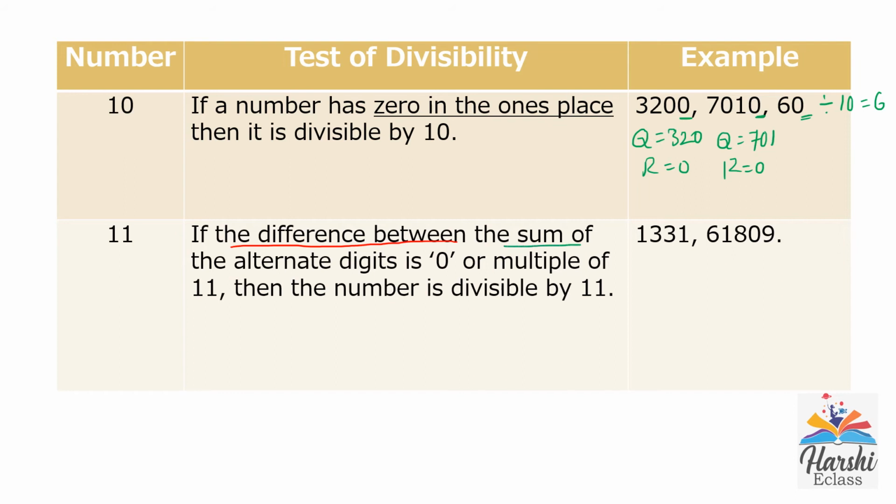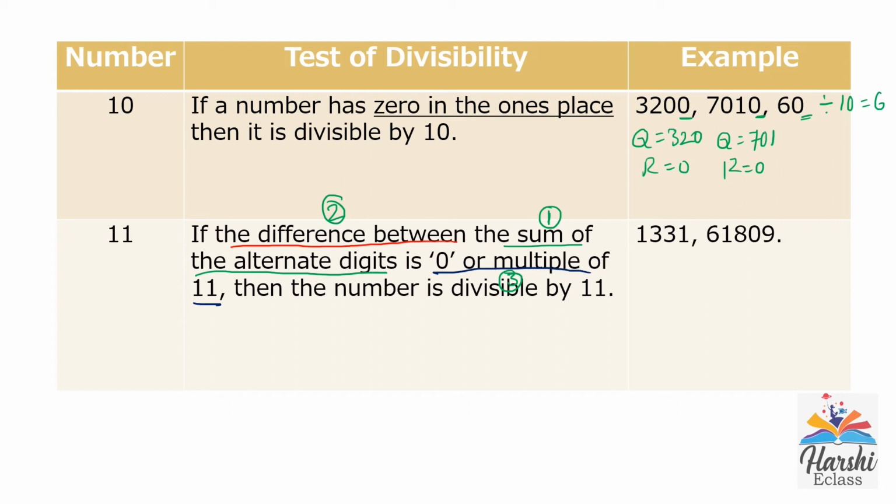Number 11. If the difference between the sum of the alternate digits is 0 or a multiple of 11, then the number is divisible by 11. Here first we need to find the sum of the alternate digits. Then second step, find the difference between those two sums. If the difference is 0 or a multiple of 11, then that is divisible by 11.